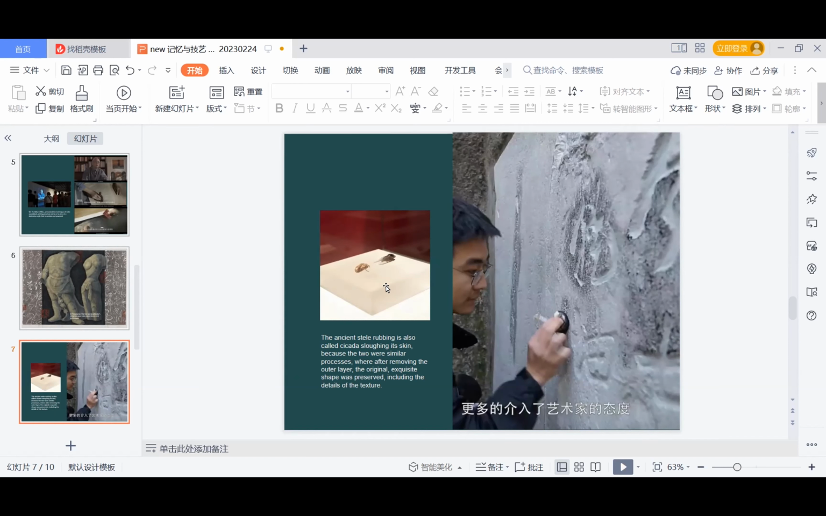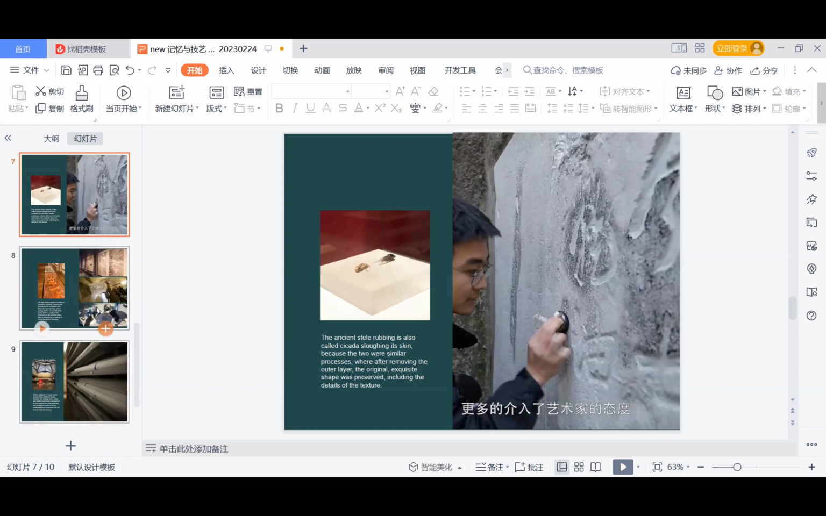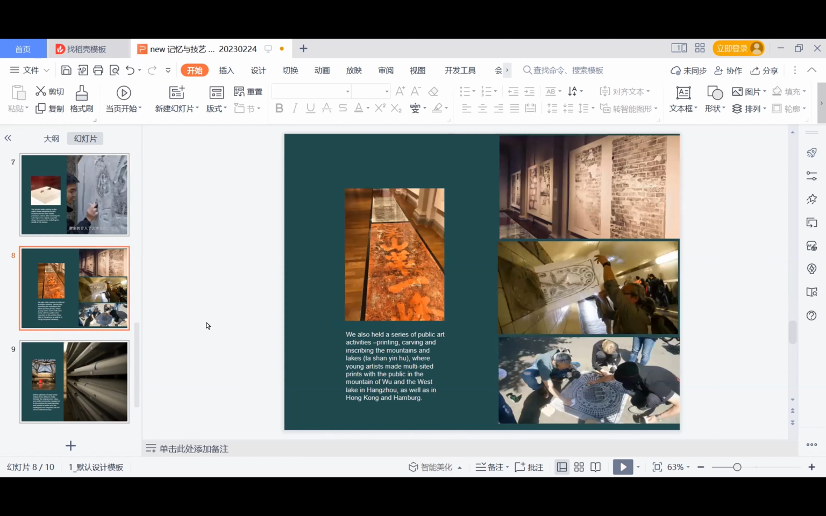Color woodblock printing technique combines the traditional Chinese steel rubbing with color woodblock printing. The ancient steel rubbing is also called cicada sloughing its skin, which is a metaphor, but the two share similar process where after removing the outer layer of the skin, the very exquisite shape was preserved, including the very details of the texture. In the image on the right-hand side on the slide, the outdoor printmaking location was the famous mountain of Wu in Hangzhou. And it was also referred to as the mountain in an ancient travel book of the West Lake Panorama.